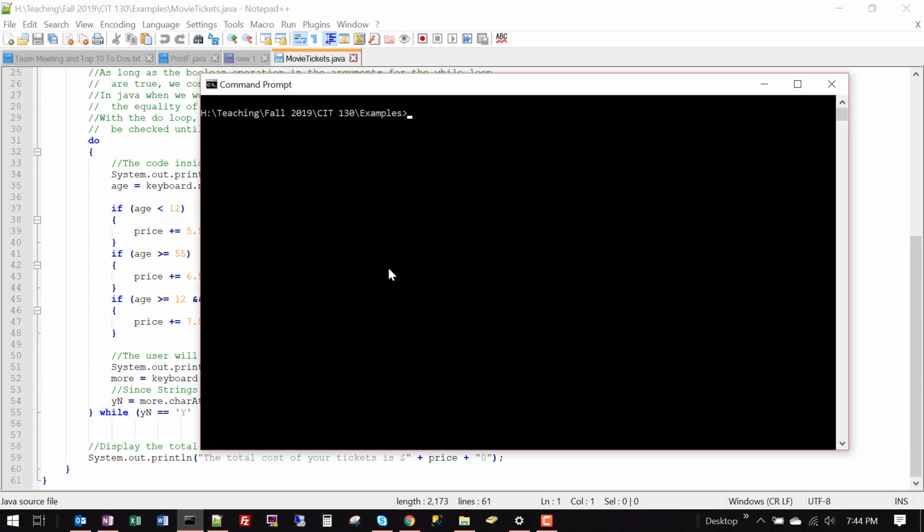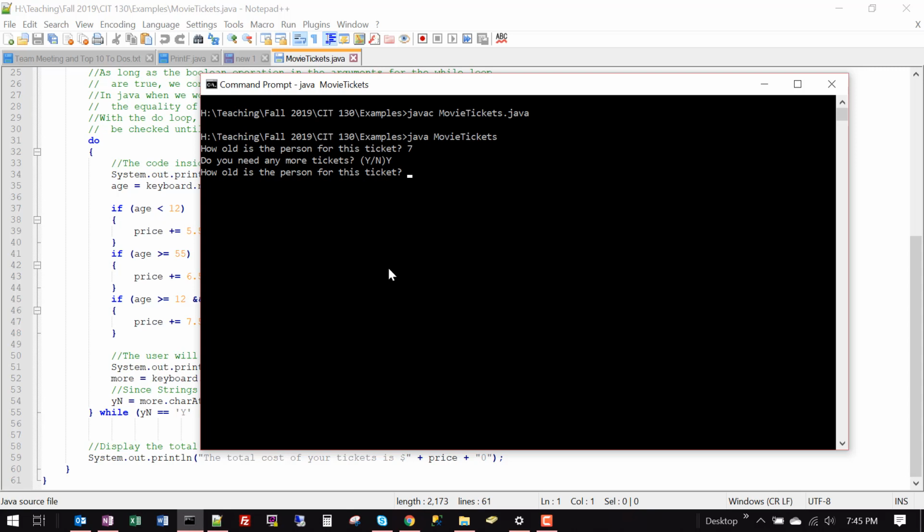So let's go out and show that that works. We'll do javac MovieTickets.java, compile, and java MovieTickets. It comes up, because we're using the do while loop, the post-condition loop, and asks for the first age. We'll go ahead and put in 7. Do you need any more tickets? If I follow the directions, I type in the Y, and that comes in. How old is the person for this ticket? I go ahead and put in that edge value, the 12.